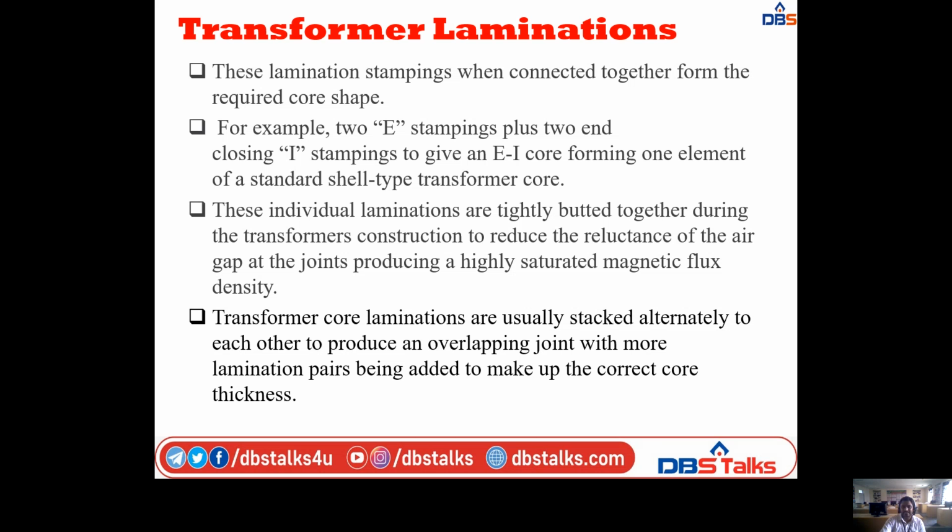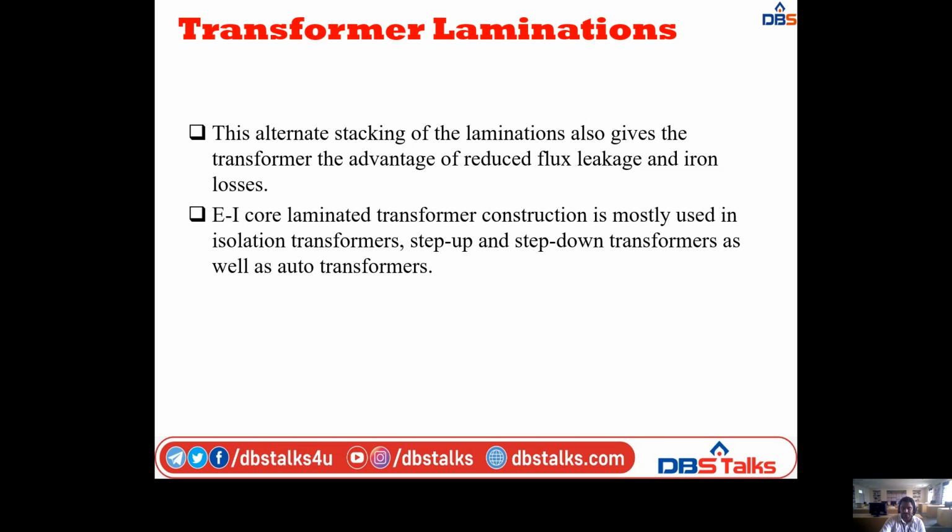Next, the transformer core laminations are usually stacked alternately to each other to produce an overlapping joint, with more lamination pairs being added to make up the correct core thickness. This alternate stacking of the laminations also gives the transformer the advantage of reduced flux leakage and iron losses. The EI core laminated transformer construction is mostly used in isolation transformers, step up and step down transformers, as well as in auto transformers.